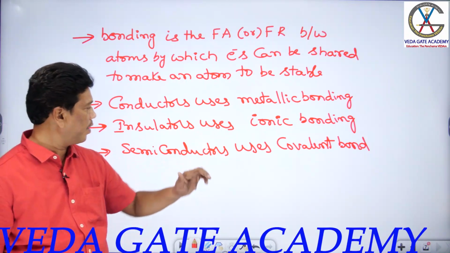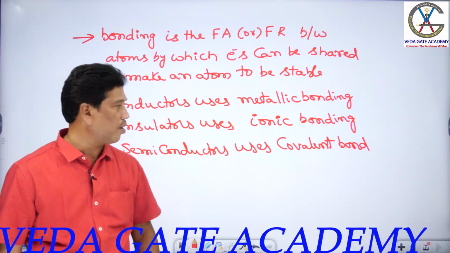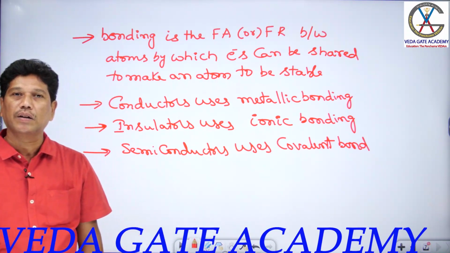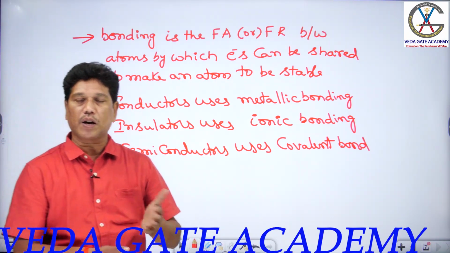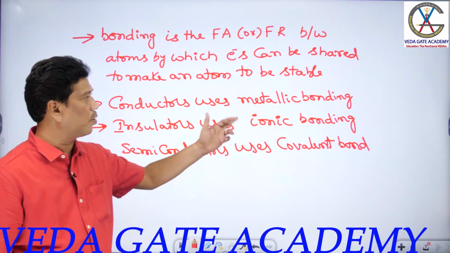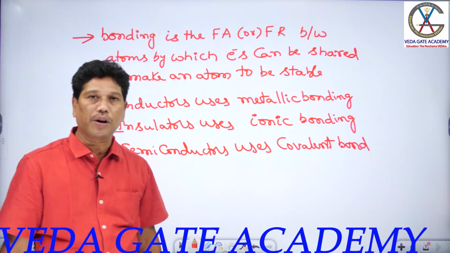Conductors use metallic bonding. Insulators use ionic bonding. Semiconductors use covalent bonding. By that, they are able to transfer the electrons from one atom to the other to make themselves stable.